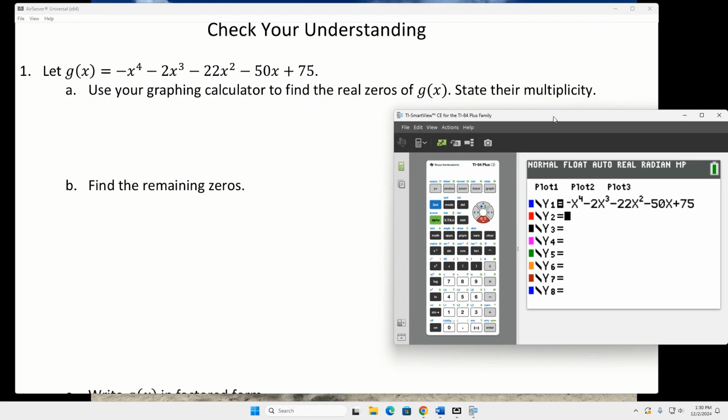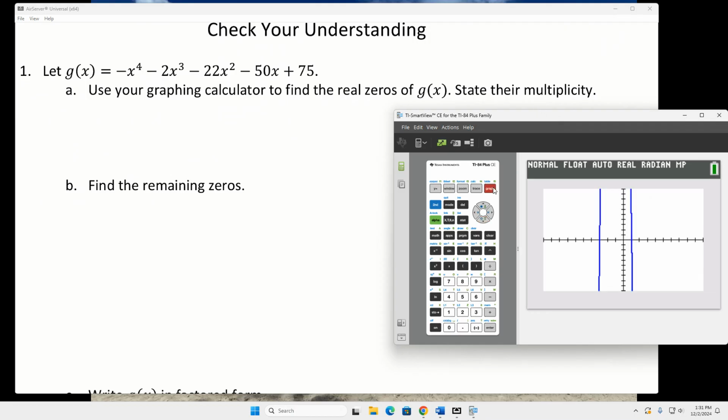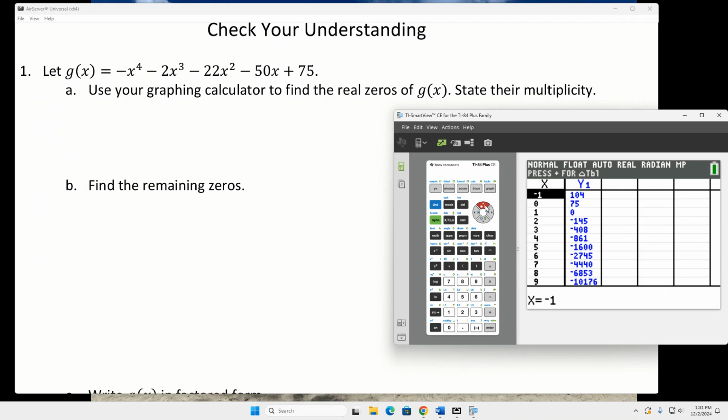When you're ready, you can either look at the graph or you can look at the table. It's up to you. I prefer to look at the graph. We can find the x-intercepts looking at the graph, or if you want to look at the table, you're going to need to scroll around until you see where the y is 0. Either way, we can tell we have a 0 at -3 and at 1.